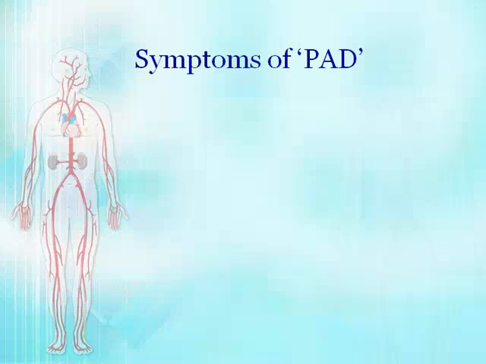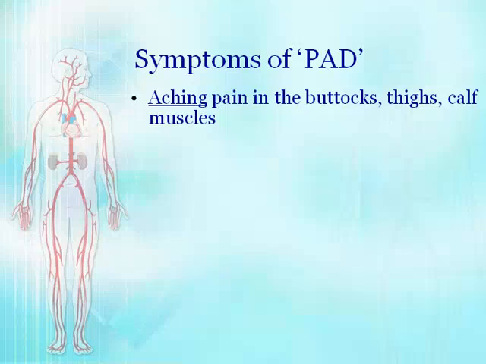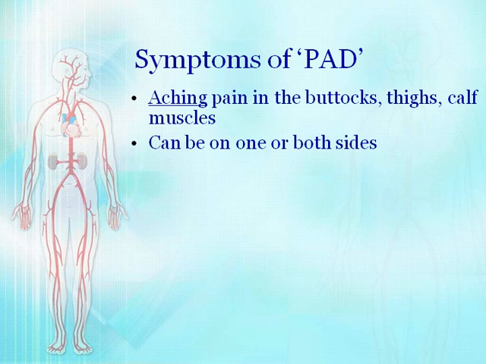What are the symptoms of PAD or peripheral artery disease? The most commonly noticed symptom is an aching pain, sort of like a toothache kind of pain. It can be in the buttocks, in the thighs or calf muscles. The blockages can be on one or both sides, so the pain too can be on one or both sides.